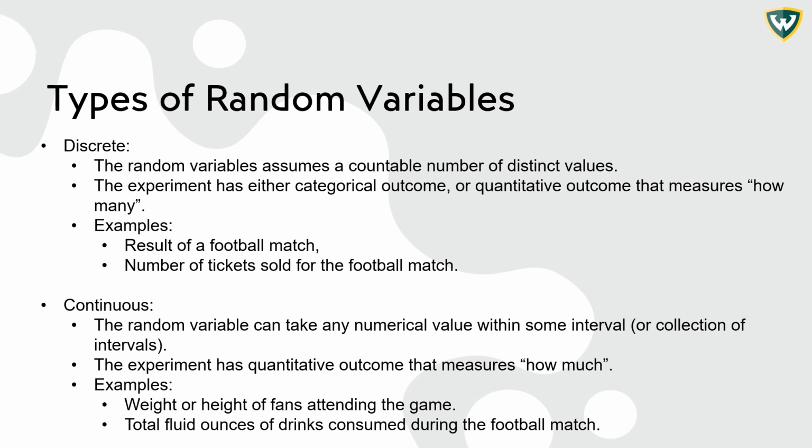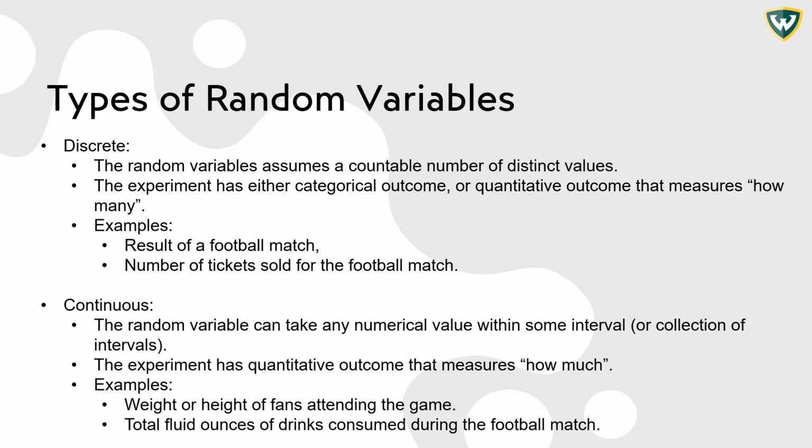Examples include the result of a football match. The outcome could be a win, loss, or draw, which are distinct and countable categories. The result is categorical. Another example is the number of tickets sold for the football match. This is a countable value. You can count how many tickets are sold, for example 100 tickets or 200 tickets. Since the number of tickets is a whole number, it is a discrete random variable.